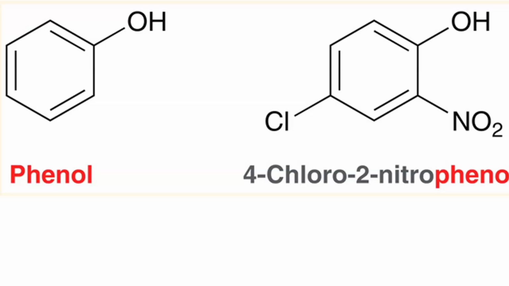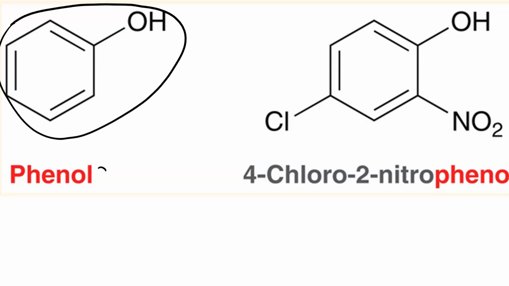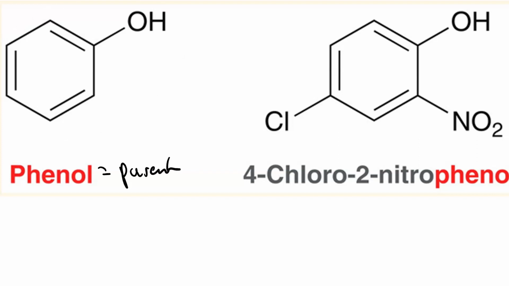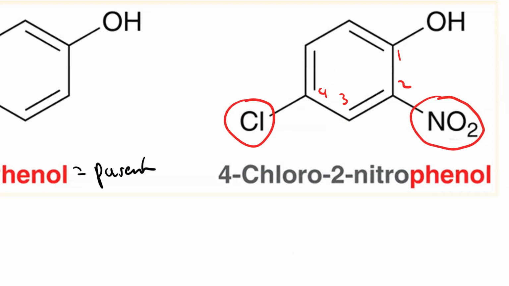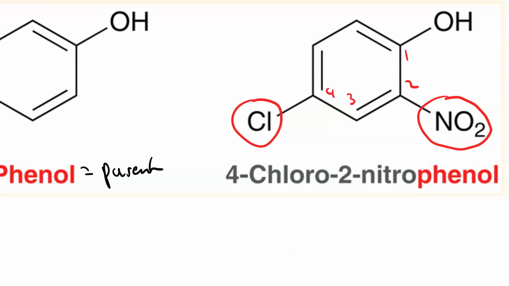Phenols are always named with the phenol as the parent. So this compound on the right has a nitro group and a chloro group, and we number clockwise because that gives us lower locants. So 4-chloro-2-nitrophenol, and chloro before nitro because A, B, C, D, blah, blah, blah.